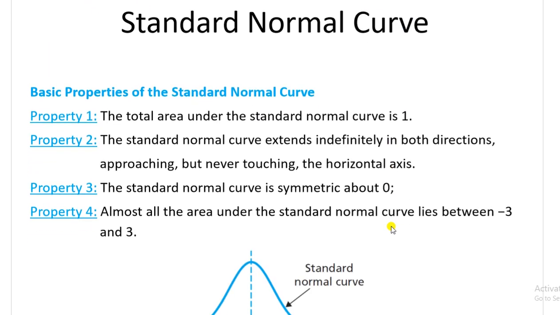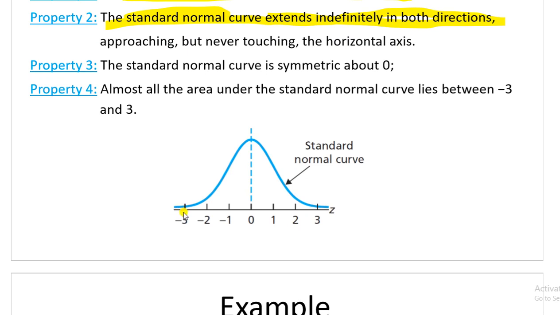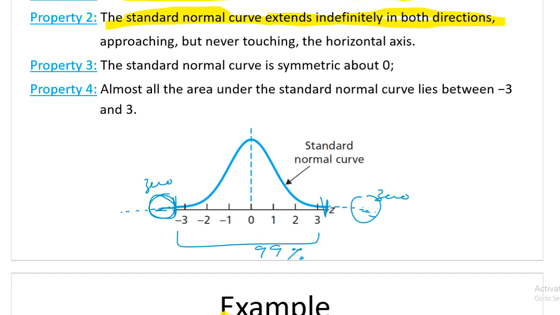So what are the properties of the standard normal distribution? Property 1 is that the total area under the standard normal curve is 1. The standard normal curve extends to infinity in both directions. It looks like it starts from -3, but it is not; it keeps going till infinity, very, very close to the x-axis. So the probability, the area, is almost 0 out there. Most of the area is between them, almost 99%. Very little area is in the other corners.